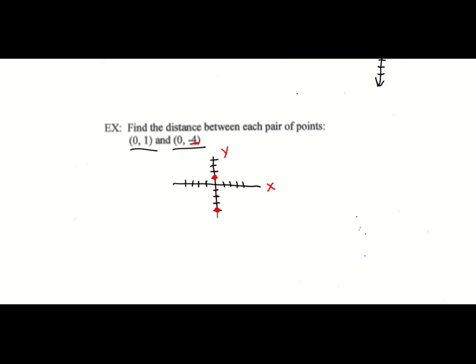If I want to find the distance between them, I can count. From this point, I have 1, 2, 3, 4, 5 points in between there. So my distance is 5.